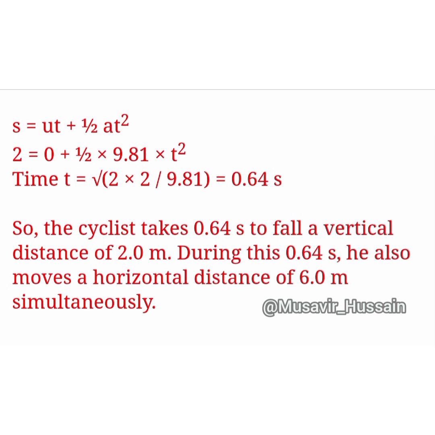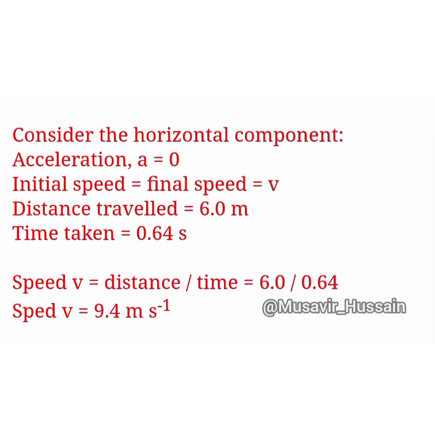2 meters. During this 0.64 seconds, he also moves a horizontal distance of 6 meters simultaneously. So consider the horizontal component. Acceleration a is equal to 0, initial speed equals final speed, it is v, distance traveled is 6 meters, and the time taken is 0.64. So taking the formula speed equals distance upon time, by putting the values, distance is equal to 6 and time we have found is 0.64. After dividing this, we will get the answer 9.4 meters per second, that is the speed of the cyclist.